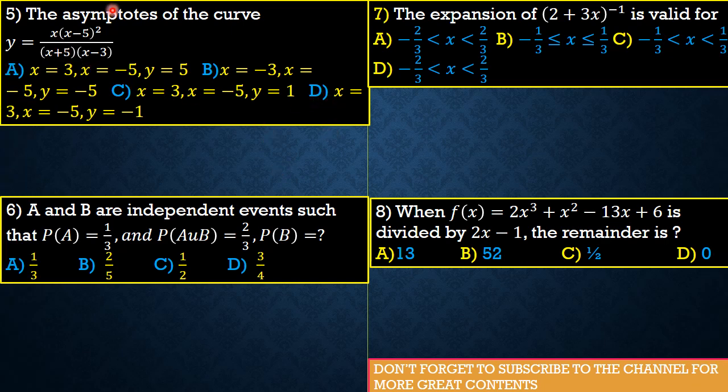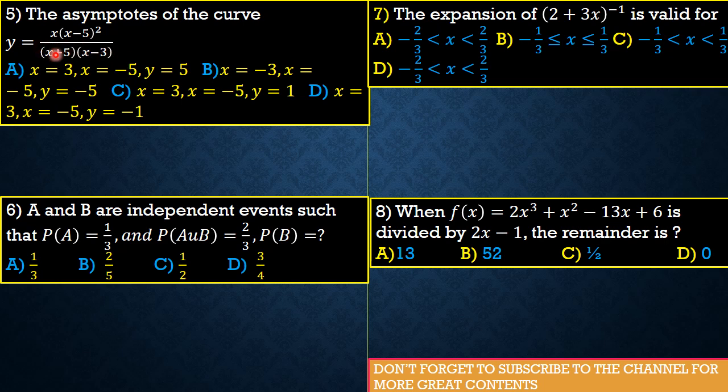Now, friends, question 5 is saying that the asymptotes of the curve y equal to x into (x minus 5) squared over (x plus 5) into (x minus 3) is, all right, these are the answers that they've given us. So for us to get the asymptotes of this curve, because the question wants us to get all the asymptotes, from the look of things we can easily start by getting the vertical asymptotes from the domain of definition.